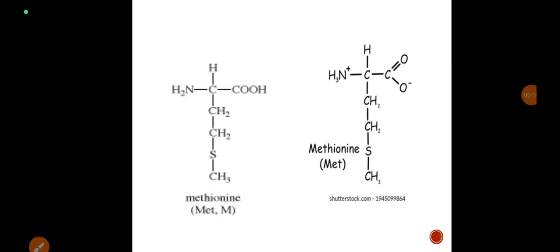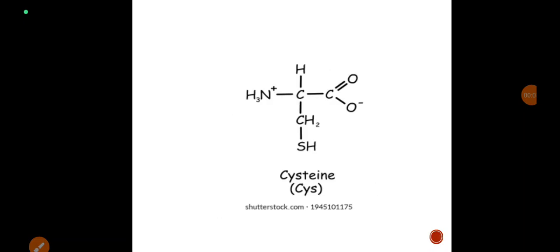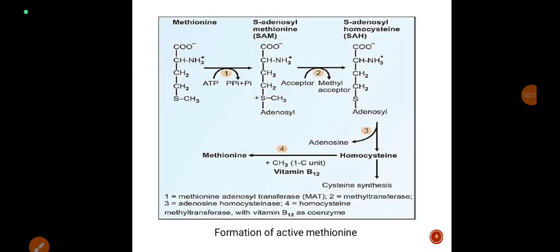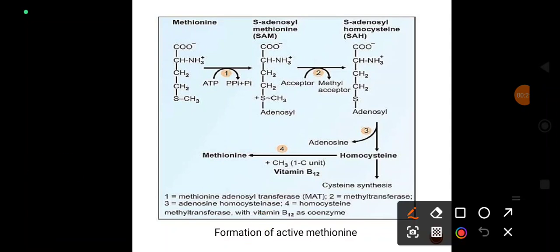Sulfur containing amino acids are methionine and cysteine. Methionine in the presence of ATP becomes S-adenosyl methionine. Methionine has a linkage called thioether linkage. It is stable. It reacts with the ATP and releases inorganic pyrophosphate and gives you S-adenosyl methionine.